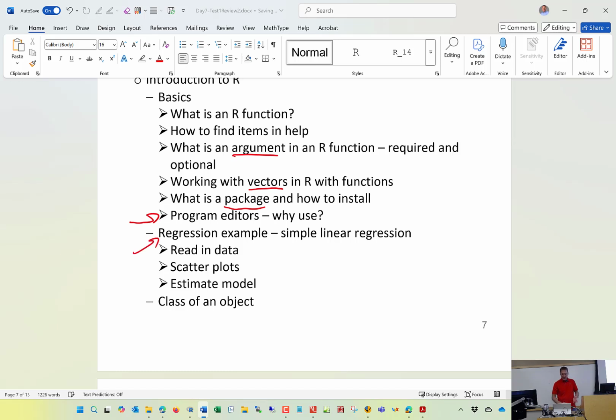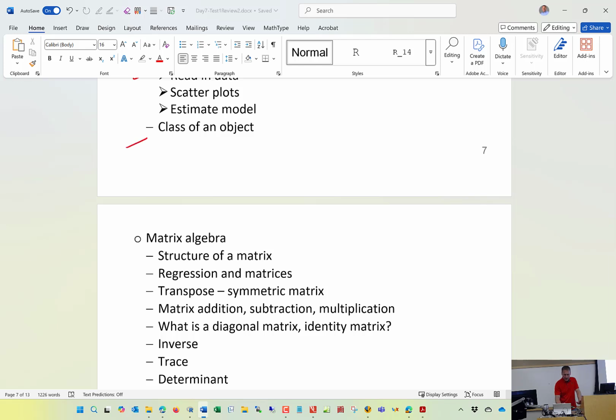Then there was a regression example, being able to read in data, do a scatter plot, estimate a regression model, stuff that you would have seen in another class. You may or may not have actually used R for it, though, in the past. And then lastly, understanding that R is an object-oriented language, and so the class of an object plays a very important role with respect to generic functions and method functions.